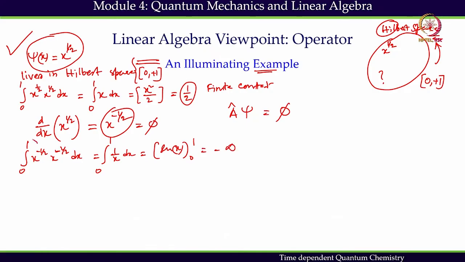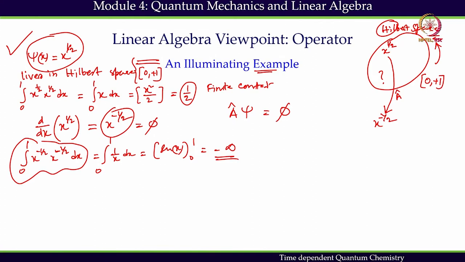Whenever this integration goes to minus infinity or plus infinity, then we cannot say that this wave function is living in Hilbert space. So what is going on? I had a wave function which was happily living in Hilbert space, an operator acted on it, and it made the function go out of Hilbert space. That function cannot stay in the same Hilbert space anymore. It is going out of the Hilbert space.